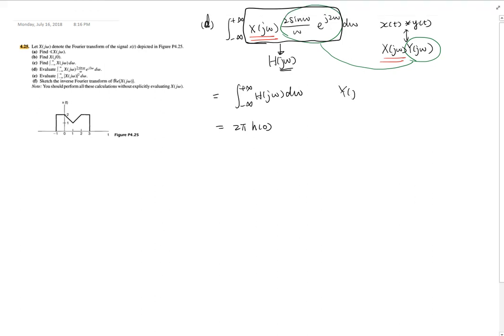So let me write it here. Y(jω) will just be a sinc function with a time shift. From the basic Fourier transform pair, we know this sinc function has an inverse Fourier transform from -1 to 1 with a magnitude of 1. And we know this part is just a time shifting.